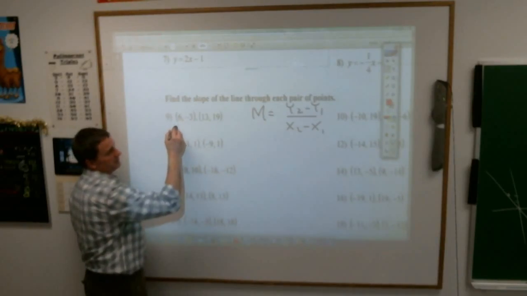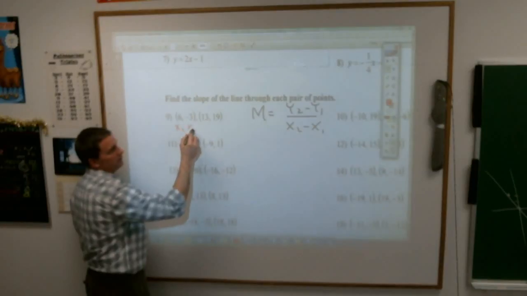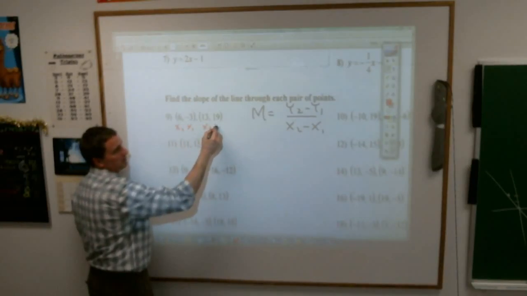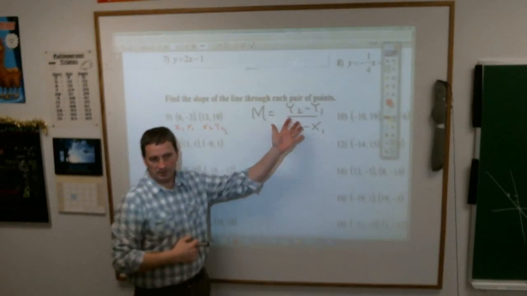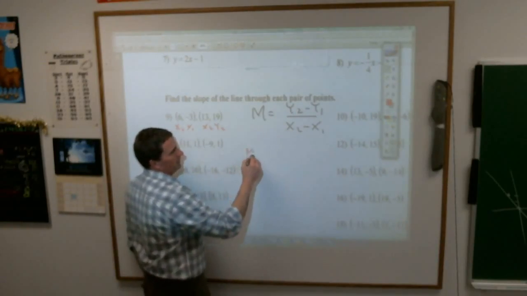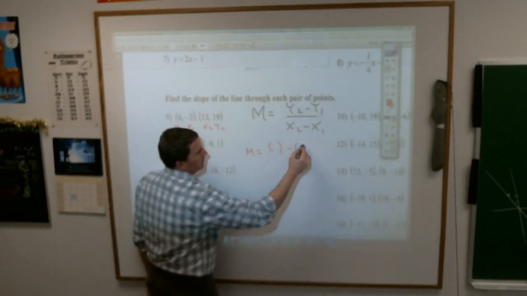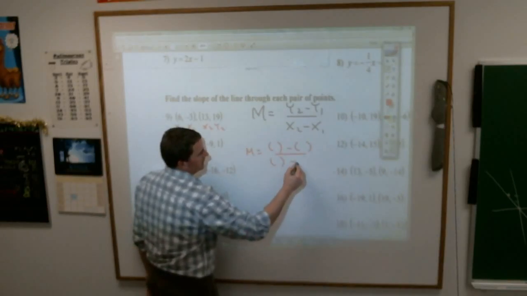In other words, I'll make this x1, y1, and this x2, y2. And you just need to plug those numbers into this thing. So it's gonna look like this. M equals y2 minus y1 over x2 minus x1.